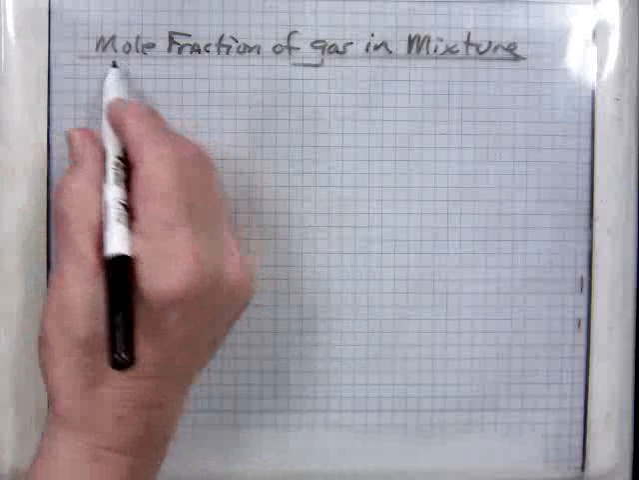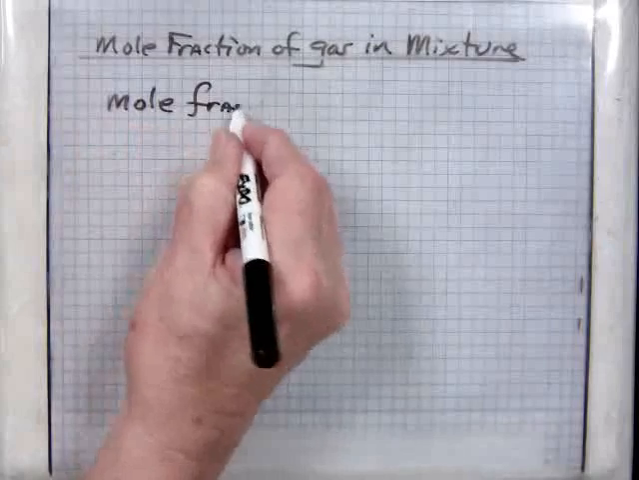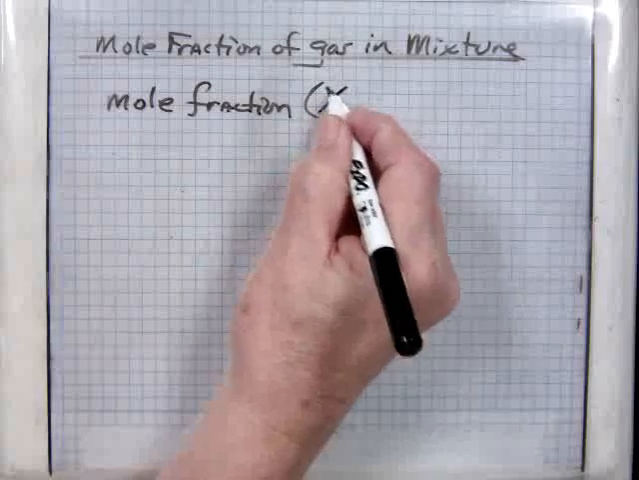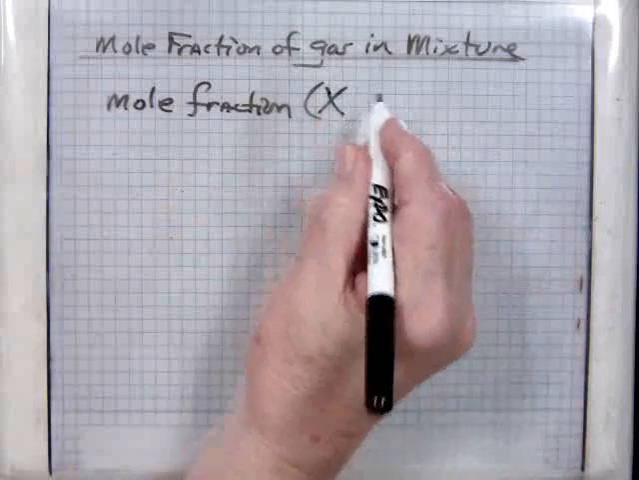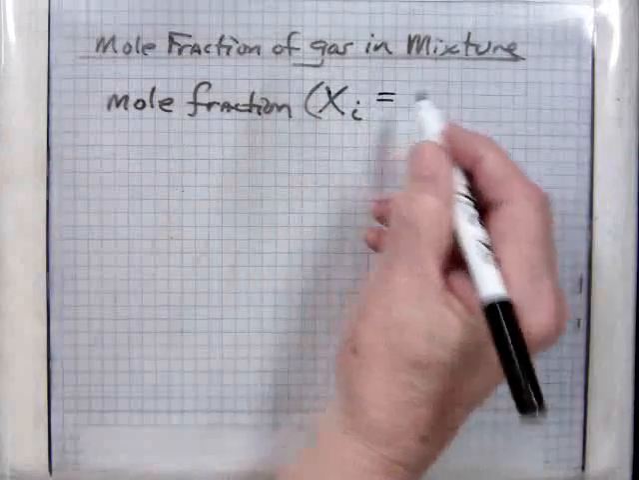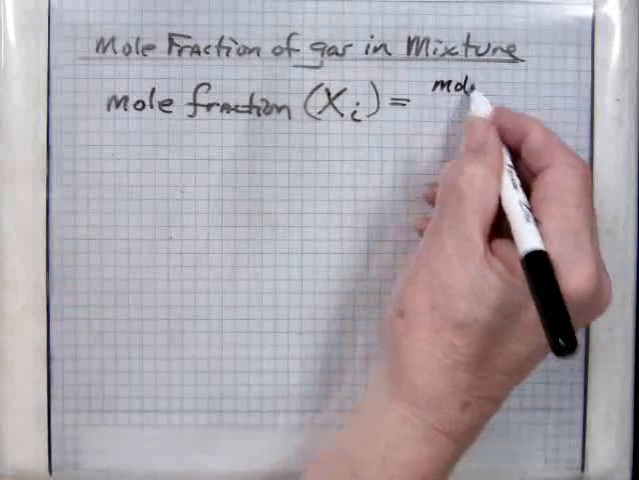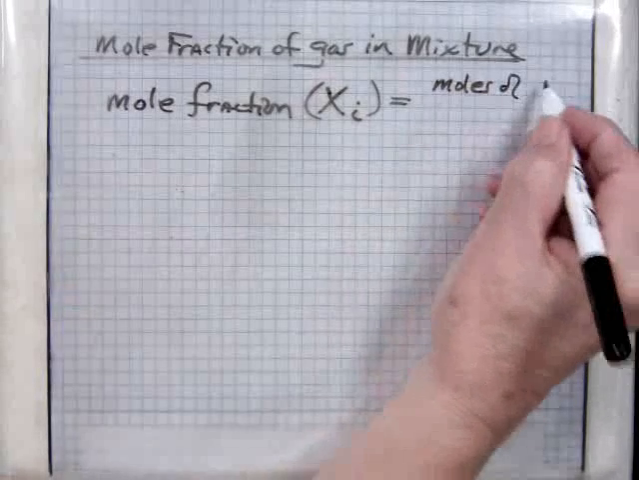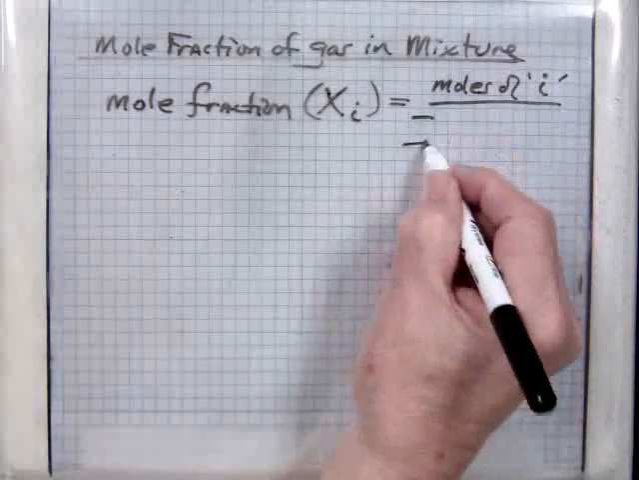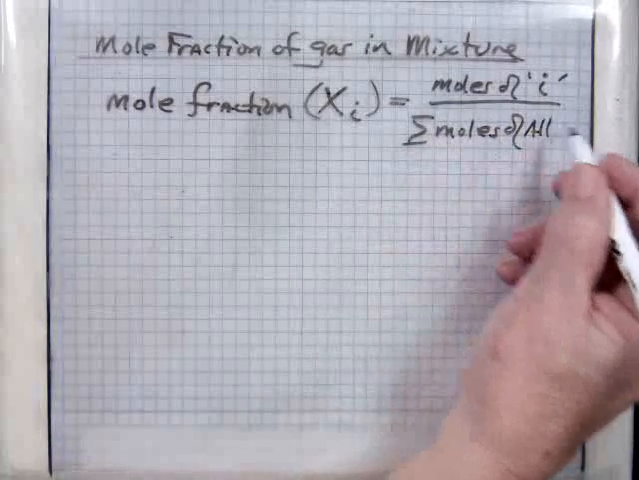Well, when we talk about mole fraction, we use a symbol, capital X, that's the common symbol, of component i, an individual component, will be equal to the moles of component i divided by the sum of the moles of all gases.